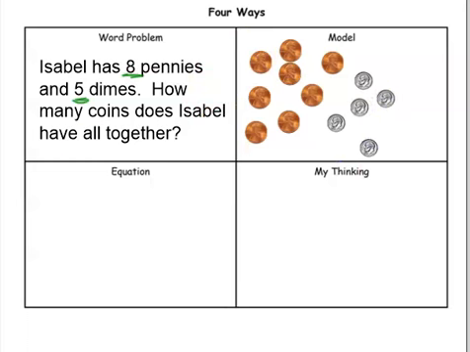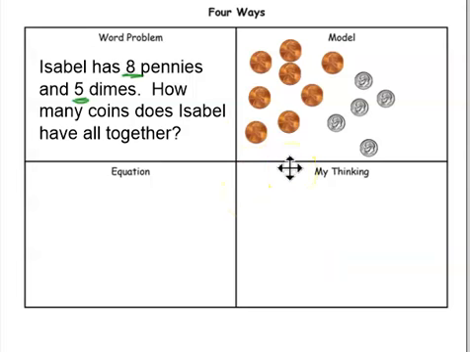So she has 8 pennies and 5 dimes. We want to be really precise and make sure, so I'm going to make sure I have 8. 1, 2, 3, 4, 5, 6, 7, 8. 8 pennies and 5 dimes. 1, 2, 3, 4, 5 dimes there. 8 pennies, 5 dimes. Great. Okay, so she wants to know how many we have all together.